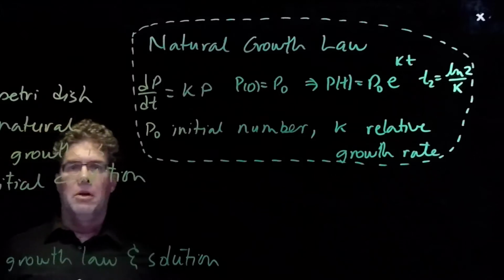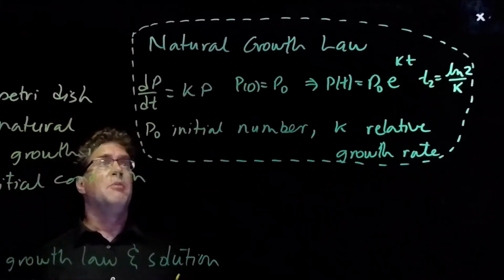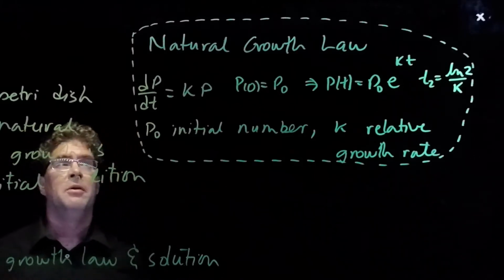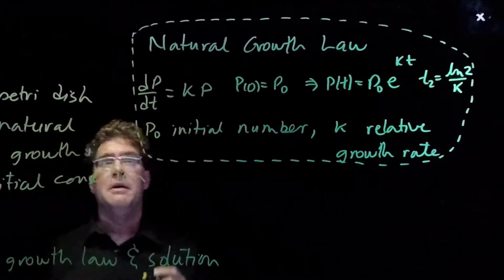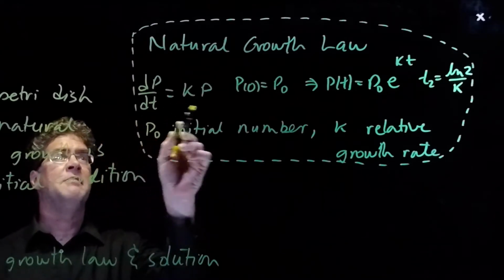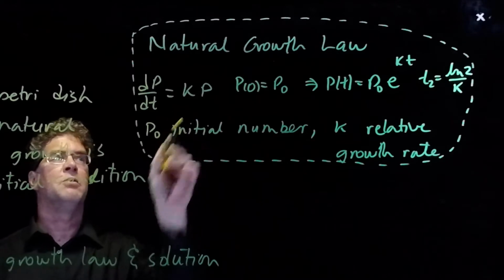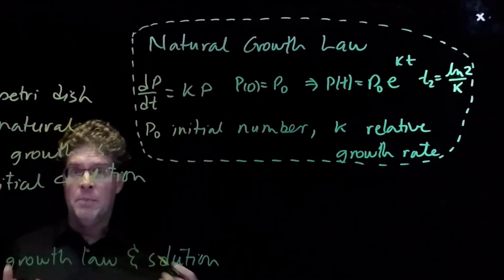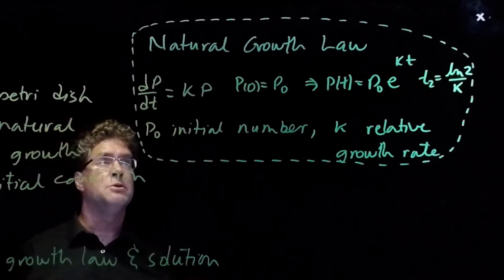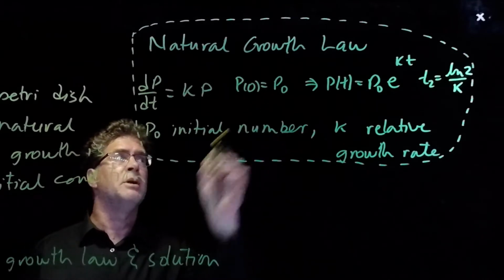So the natural growth law describes unbounded exponential growth. And the equation is dP/dt is k times P. Now k is a relative growth rate. And initially the population starts with a certain number of individuals, and we call that P0 or P naught.